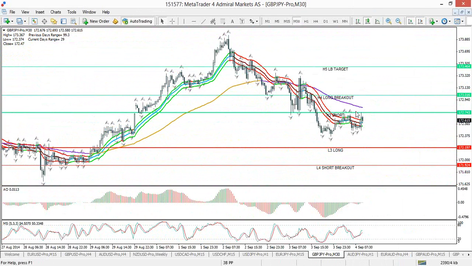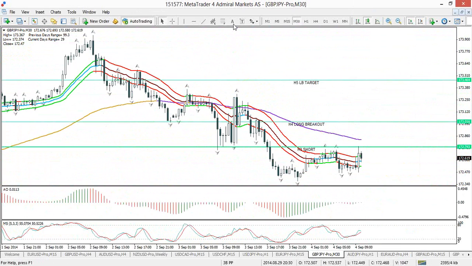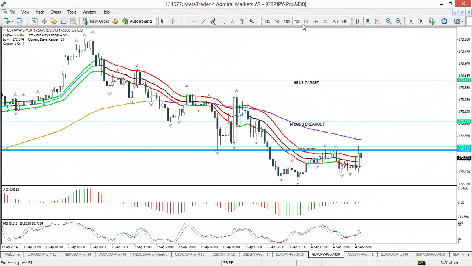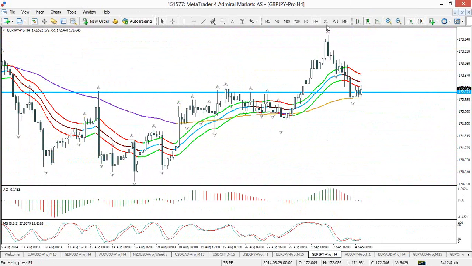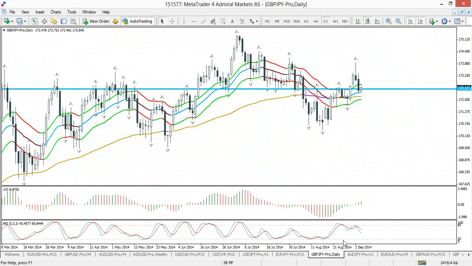So from a Camarilla point of view, we are at a breakout spot to the upside. In fact, in my opinion, it's a bit early. If you add the moving averages, they're bearish on the 30, they're bearish on the hourly, and price is in the middle on the 4 hours. So I wouldn't say there's a lot of confirmation as yet, especially if you look at the daily candles.